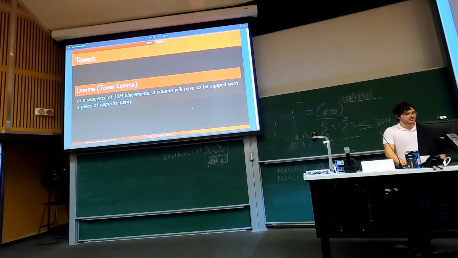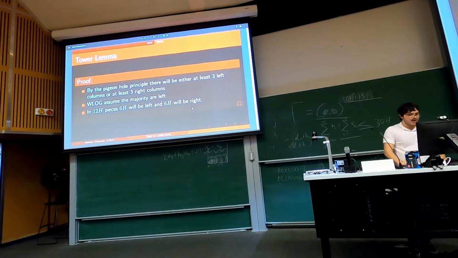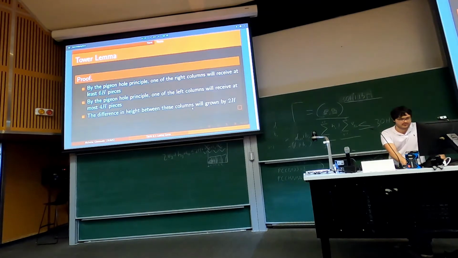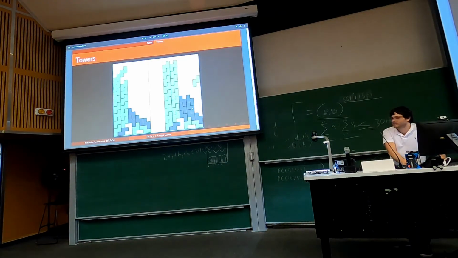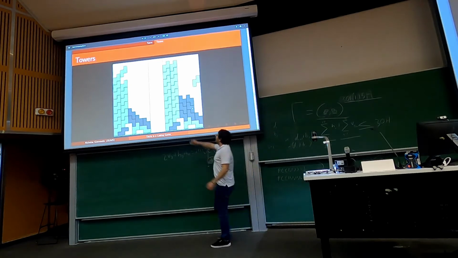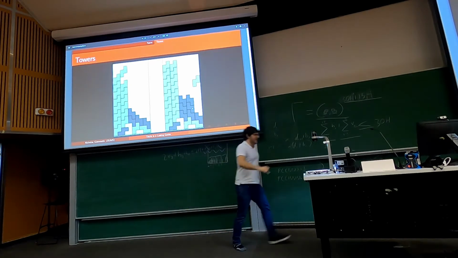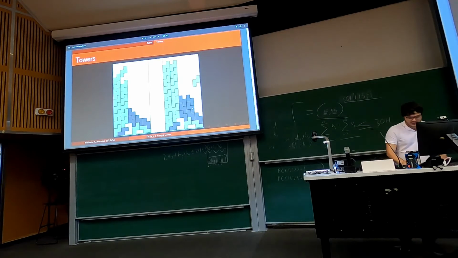Okay. So, in a sequence of 12H placements, a column will have to be capped with a piece of opposite parity. So where does this number come from? Well, it comes from a few applications of the pigeonhole principle, in essence. By the pigeonhole principle, there will be either at least 3 left columns or at least 3 right columns. This is because there are an odd number of columns, so one of them has to have a strict majority. Without loss of generality, we will assume the majority of them are left. In my picture, I think I've actually done the opposite. Doesn't really matter. So I guess we're just calling these ones left, these ones right, although your choice here is somewhat arbitrary.